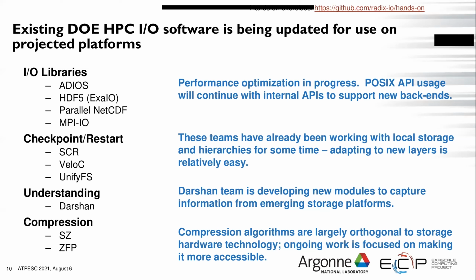We have checkpoint and restart libraries like SCR, VeloC, and UnifyFS. And they've been working with deep storage hierarchies for a long time. And so it's going to be relatively easy for them to adapt to new combinations of storage hierarchies. It's more of a policy decision of how to use them best on each platform. There are tools available for understanding your IO. We'll be talking about Darshan here shortly. And Darshan is adjusting to these systems by adding new modules that capture information about new types of storage systems. And that work is ongoing.